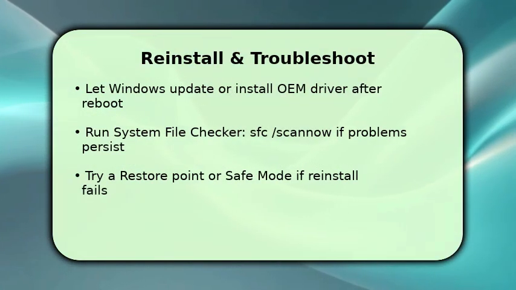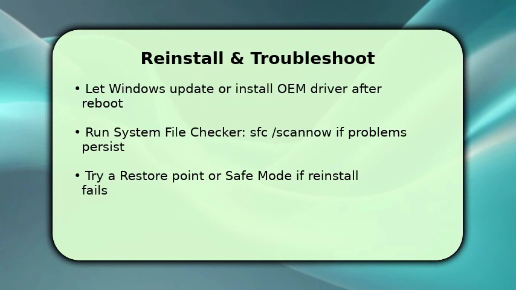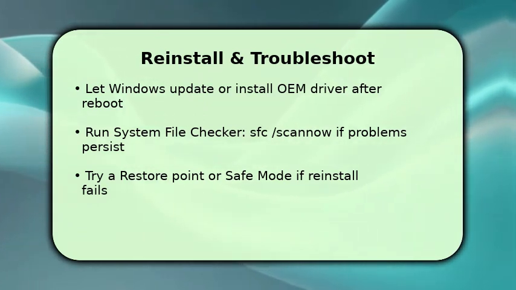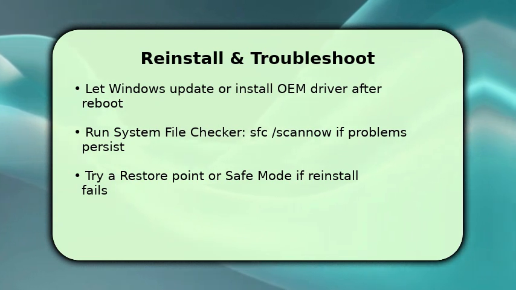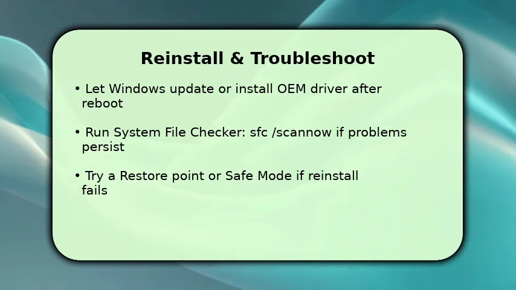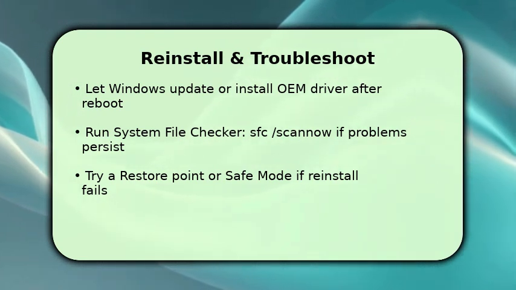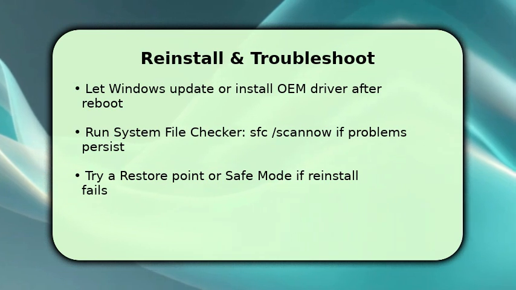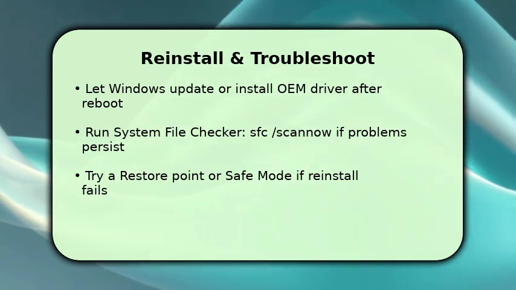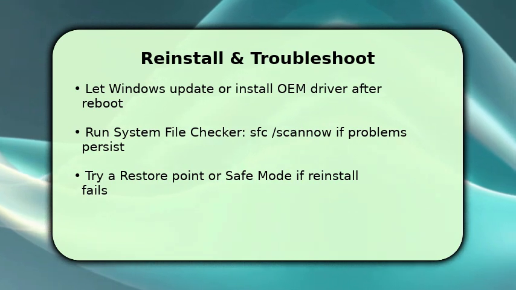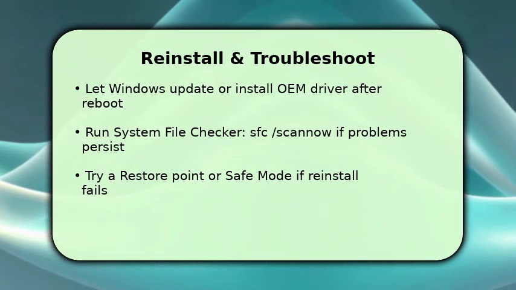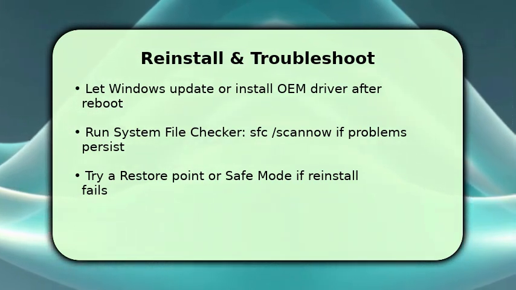After rebooting, you should let Windows Update or the OEM installer place the correct driver. This often resolves code 19 by replacing corrupted files. If you still see the error, run System File Checker with sfc /scannow to repair protected system files and then reboot again. If reinstall and SFC fail, boot into safe mode and try the uninstall/reinstall steps or use the system restore point you created earlier. This troubleshooting path recovers you without guessing and narrows down root causes.